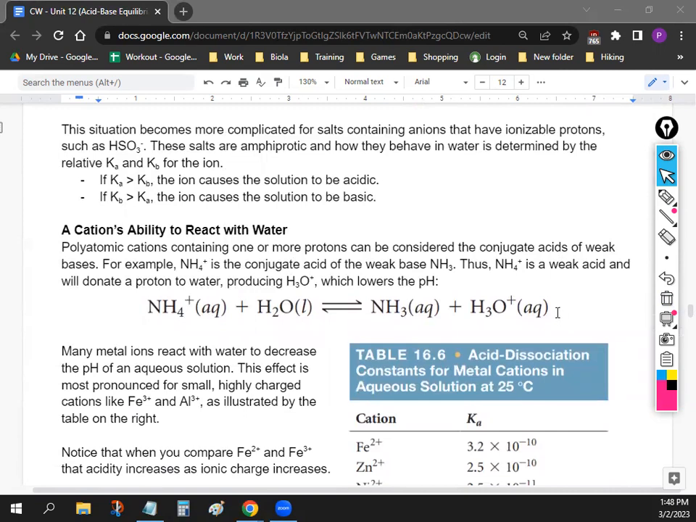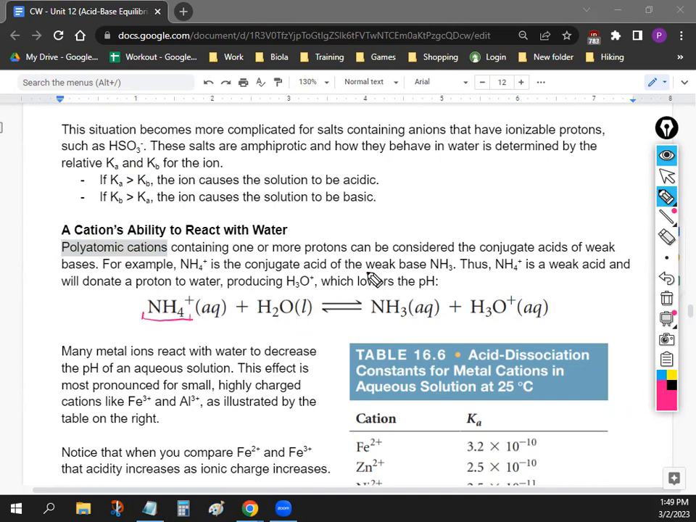Okay, so we just looked at anions. Now we're gonna look at cations. The first type of cation we're gonna take a look at is polyatomic cations. The one that you will see the most is NH4 plus. NH4 plus is a weak acid and donates a proton to water, which will lower the pH. So this is kind of a general one. You don't need to memorize it, but just understand the concept why.